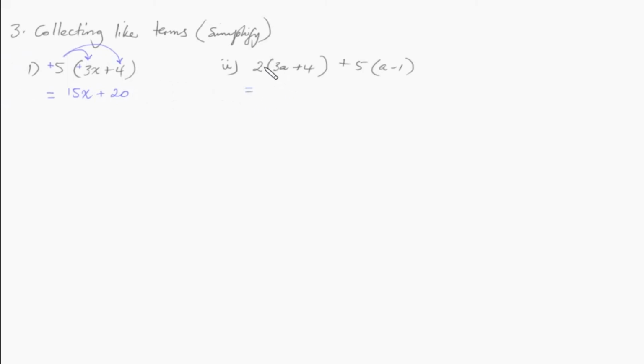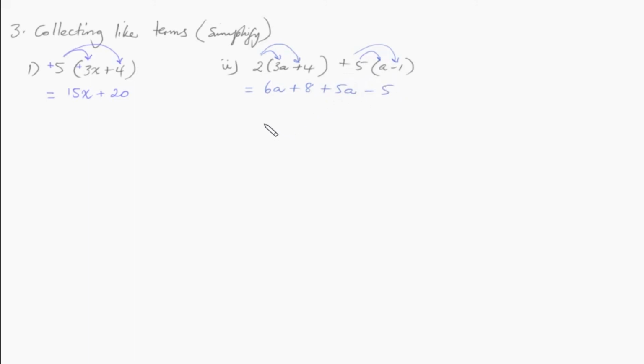This one, we remove this bracket and then remove this bracket and see what we have. So how do we remove this? We multiply this by this and this by this. Here we are going to multiply this by this and this by this. So 2 times 3a, positive 2 by positive 3a is positive 6a. Positive 2 by positive 4 is positive 8. Positive 5 by positive a is positive 5a. Positive 5 by negative 1 is negative 5.